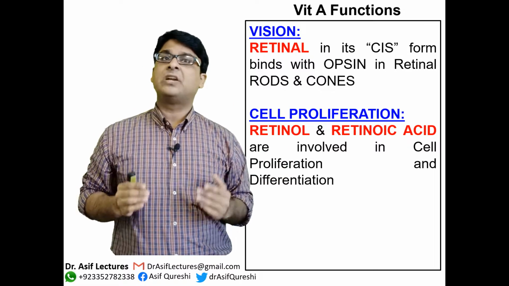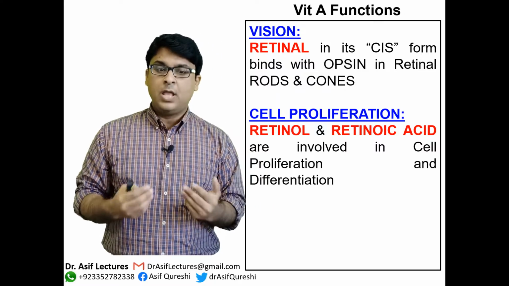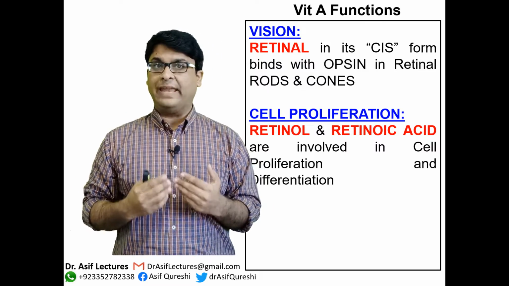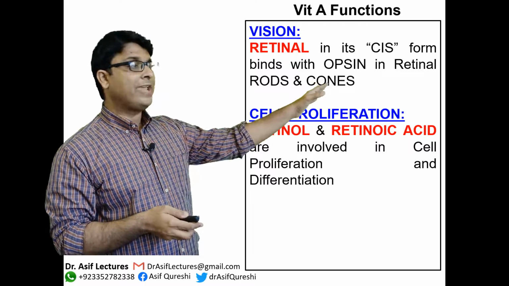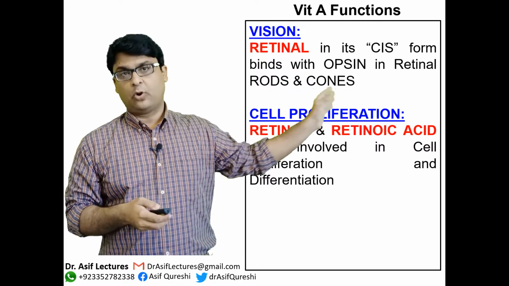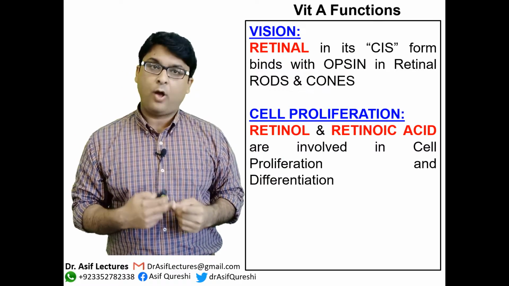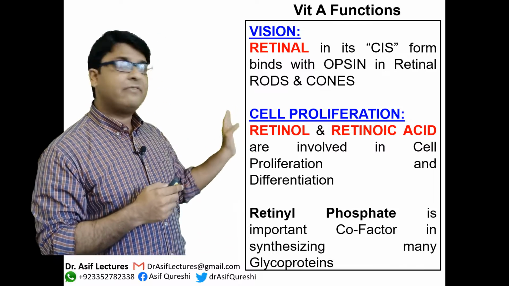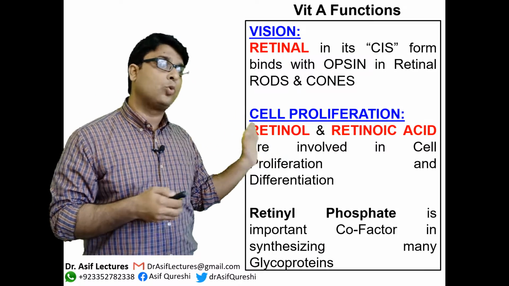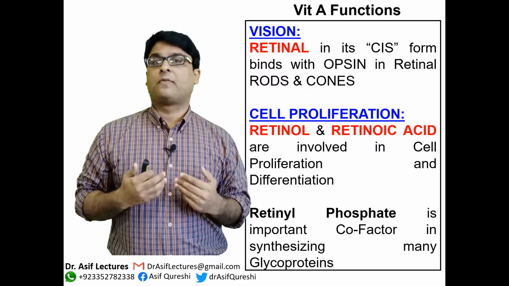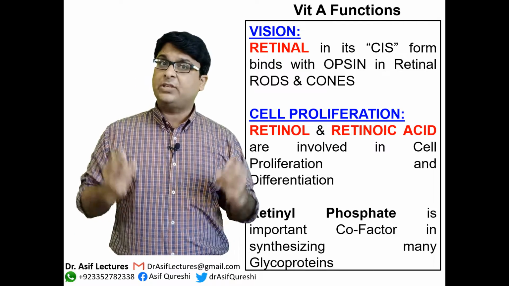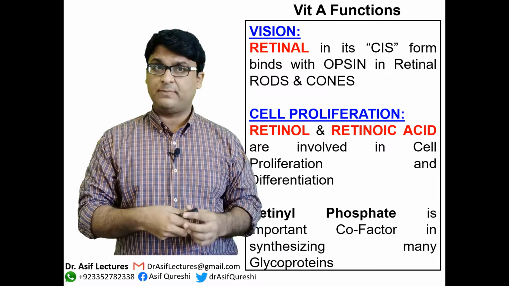So you have to remember that retinal in the cis form has an important role in vision, and retinol and retinoic acids are involved in cell proliferation and growth, and we'll discuss how they perform these functions. And the third one is that derivatives of vitamin A are also cofactors in the synthesis of a lot of glycoproteins. So basically there are 3 functions that you have to remember for vitamin A.